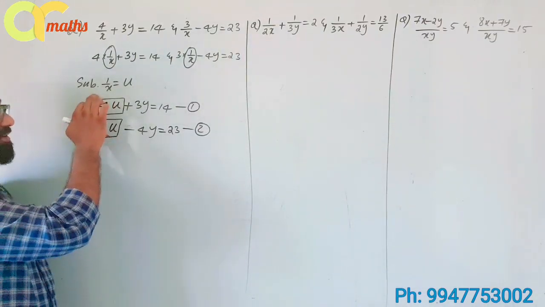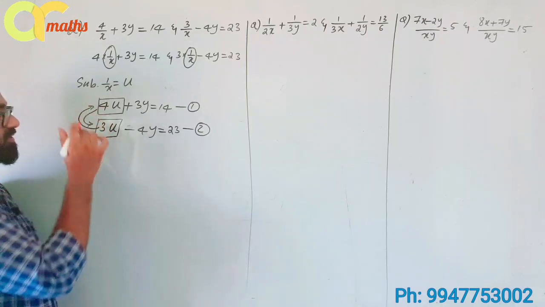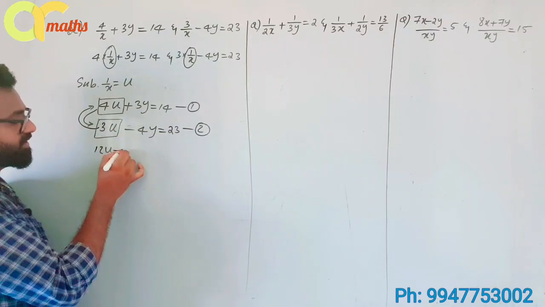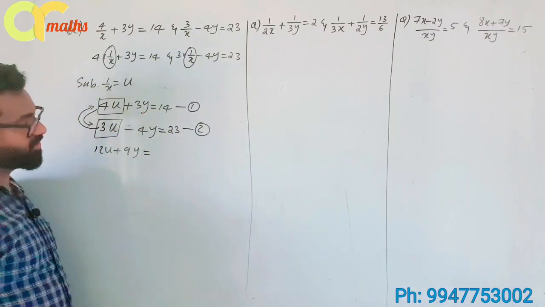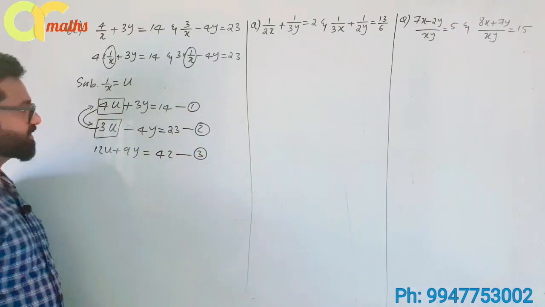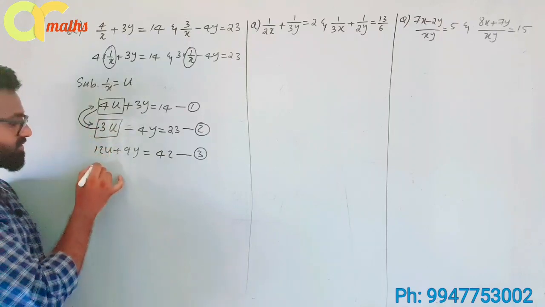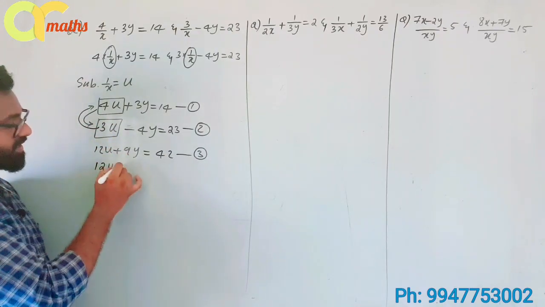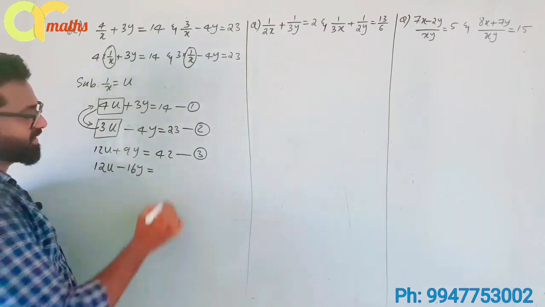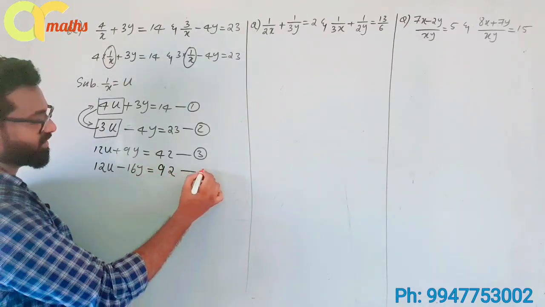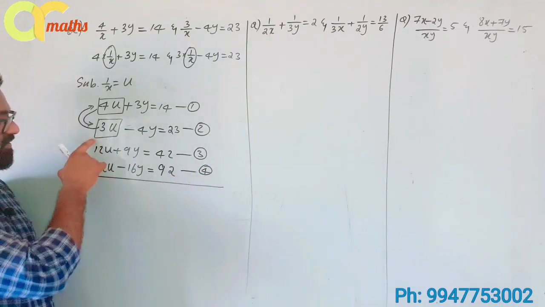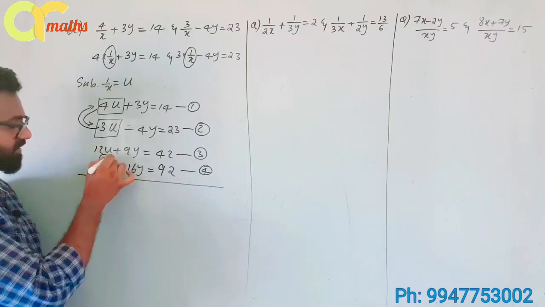So 3 multiplied here, 4 multiplied here. So 3 into 4, 12u, 3 into 3y, 9y, 3 into 14, 42. You got third equation. Next 4 multiplied here, 4 into 3, 12u, minus 4 into 4, 16y, 4 into 23, 92. You got fourth equation. Then these two equations are subtracted.